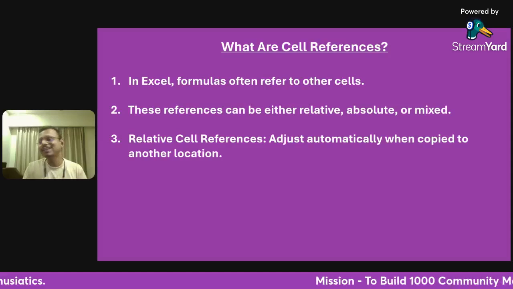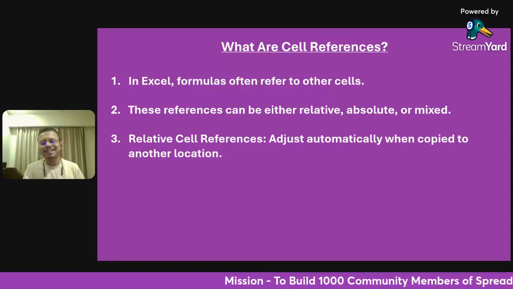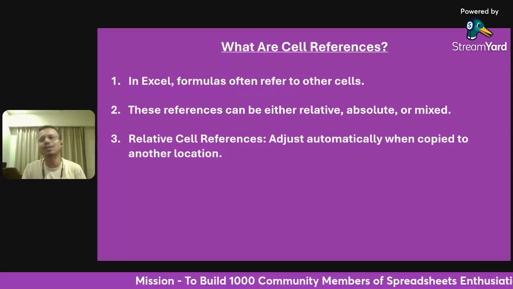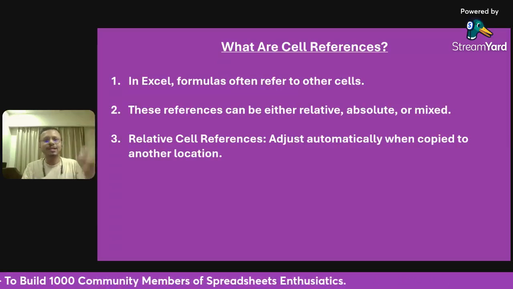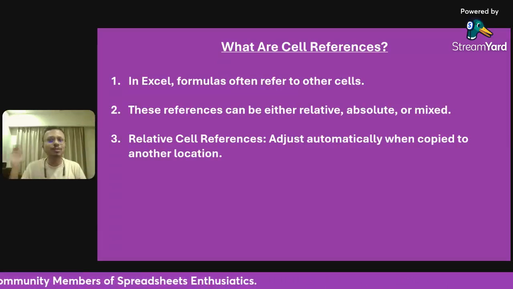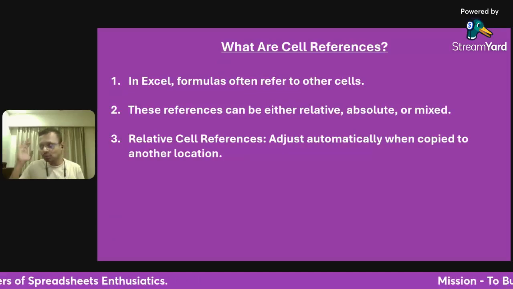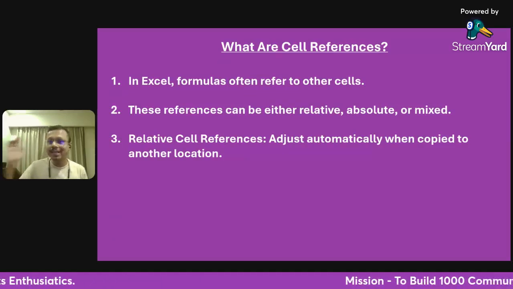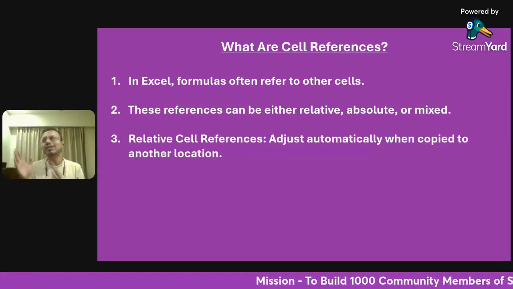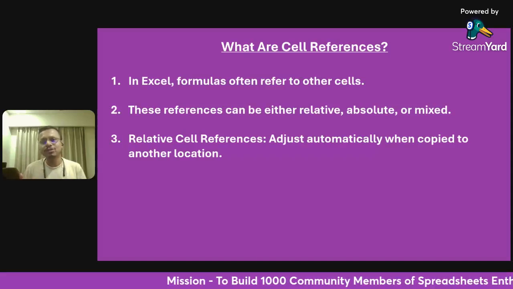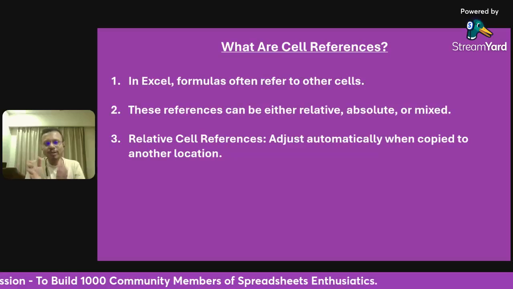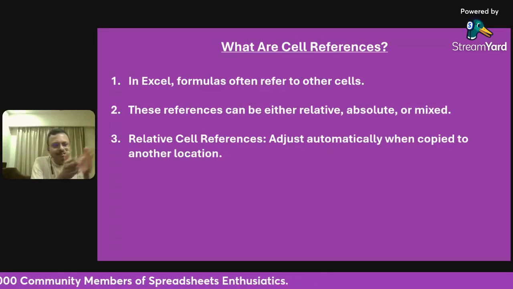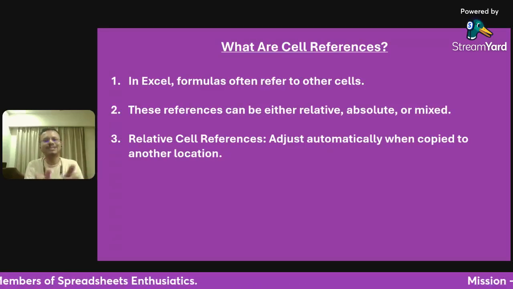Relative cell references are very important because they adjust automatically when you copy them to other locations. Absolute means you are fixing one location. Like I said, you go left, you go right, there is your room. That means you are not changing; he is perfect in guiding you, and you also know this is your room. But relative means you are going to that point in relation to another point, so you're not going to the exact point.